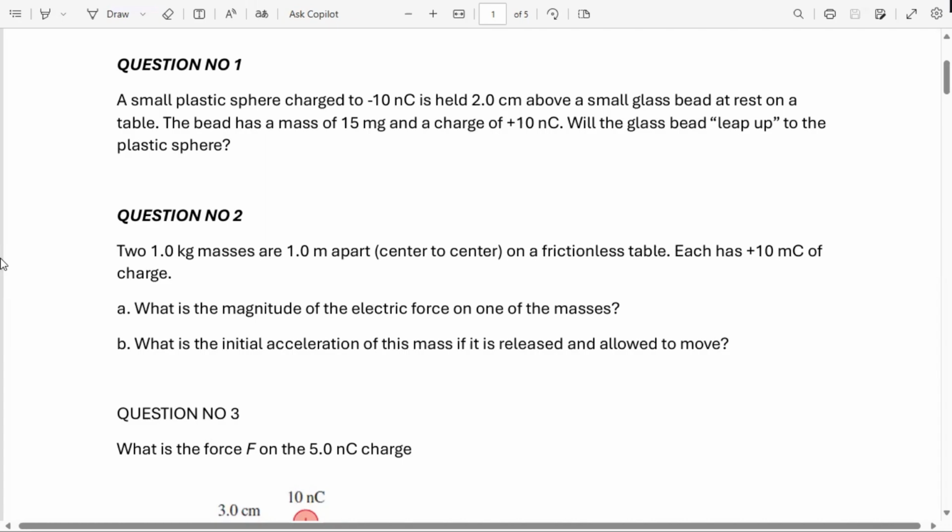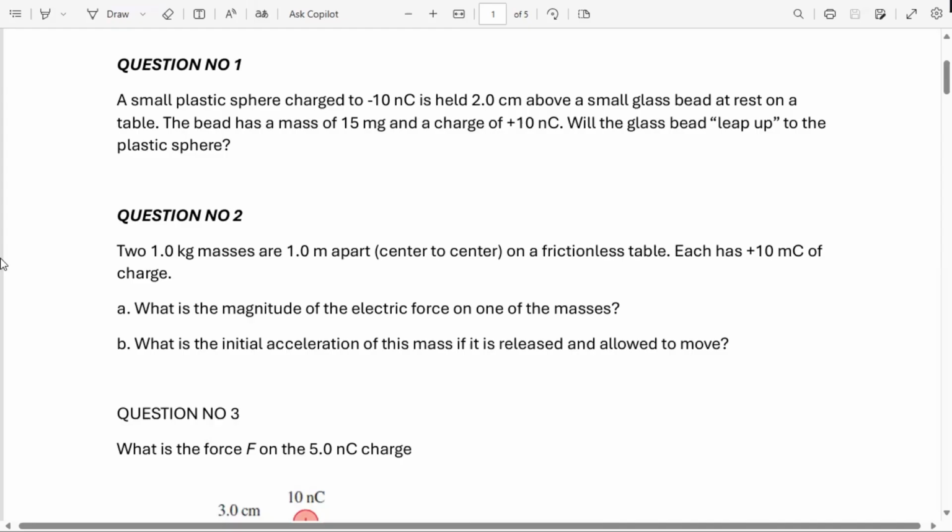So this is simple. We are just dealing with forces. You have a glass bead, and you also have a plastic sphere which is charged. You're going to notice that the plastic sphere and the bead we've been given are oppositely charged, which means they are going to attract each other. So what is our job? Our job is to calculate the electrostatic force between these two charged particles. Since they're oppositely charged, the electrostatic force will be a force of attraction.